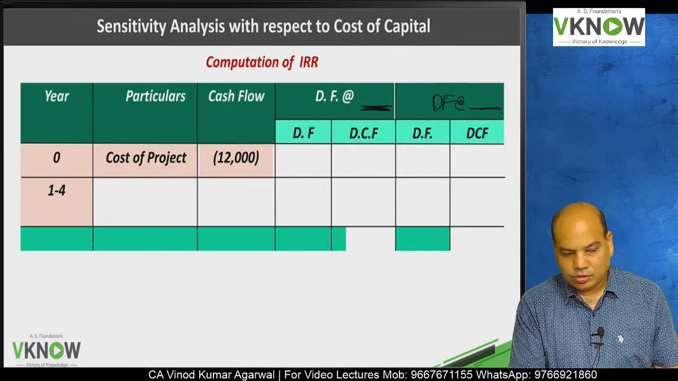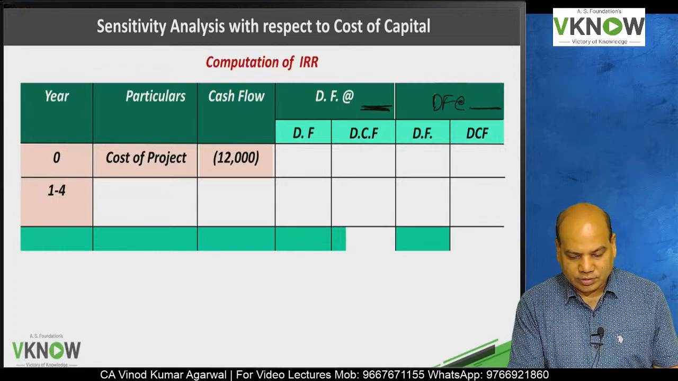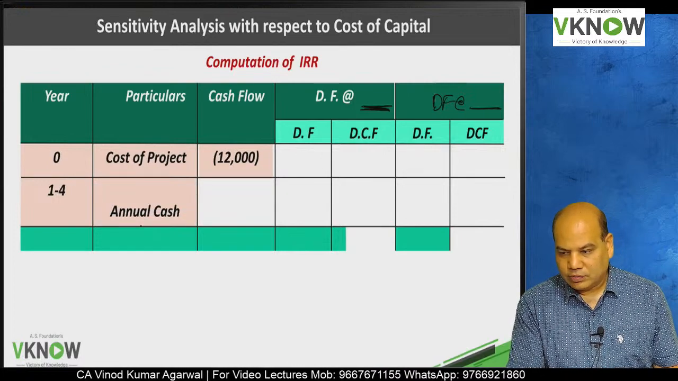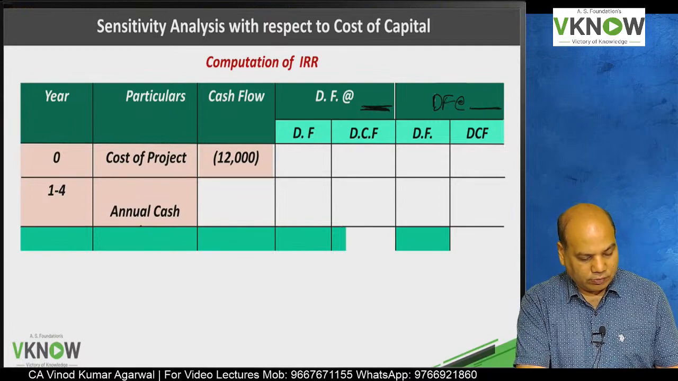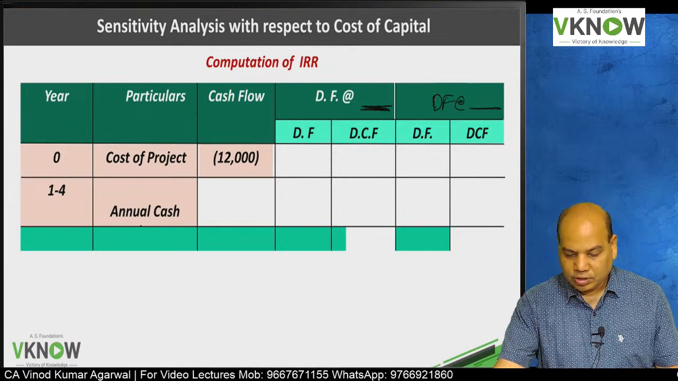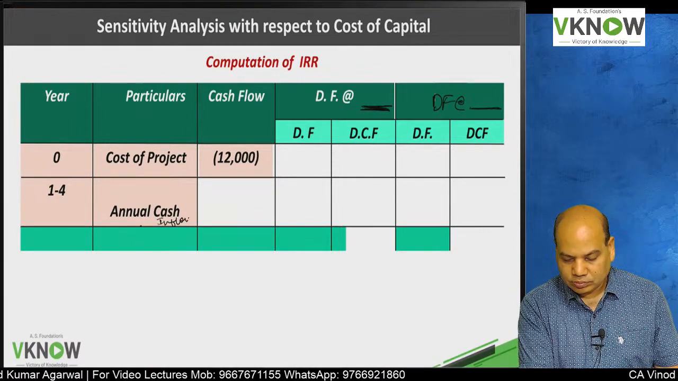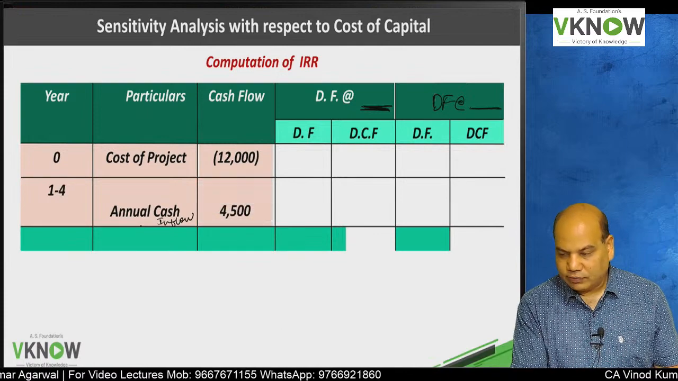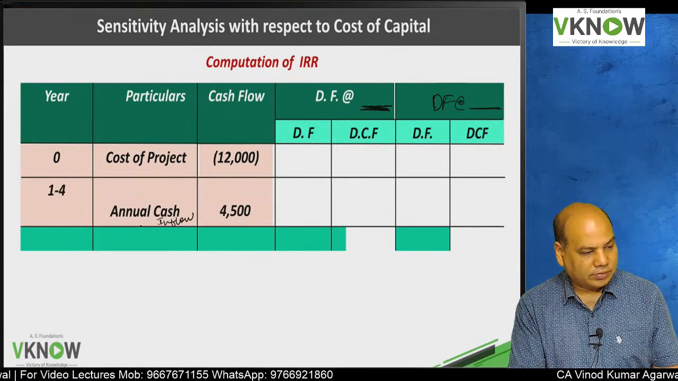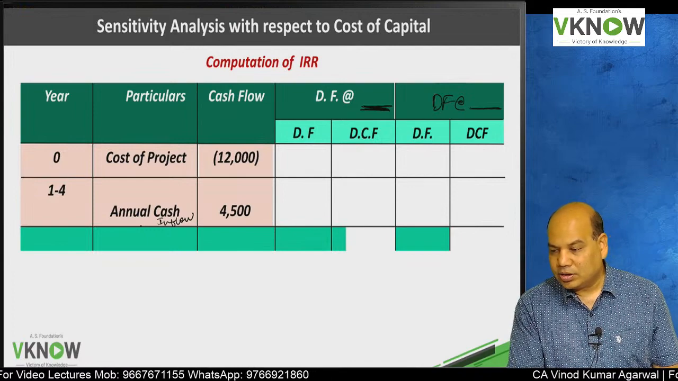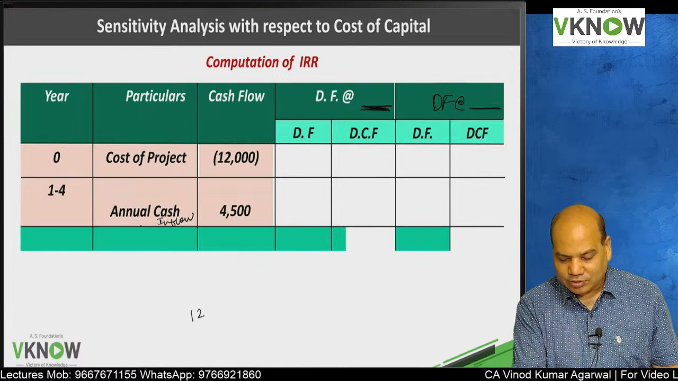Write down year 0 cost of the project: 12,000. Year 1 to 4 annual cash inflow: 4,500. So what should be my start rate? All of you please take out your calculator.